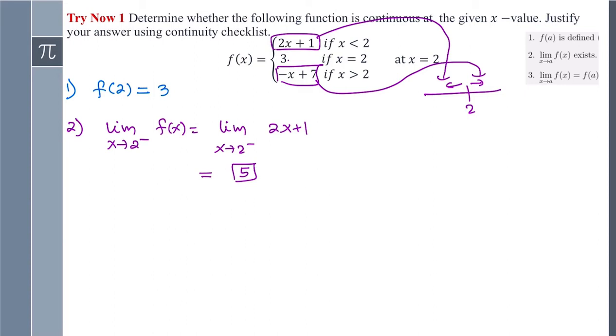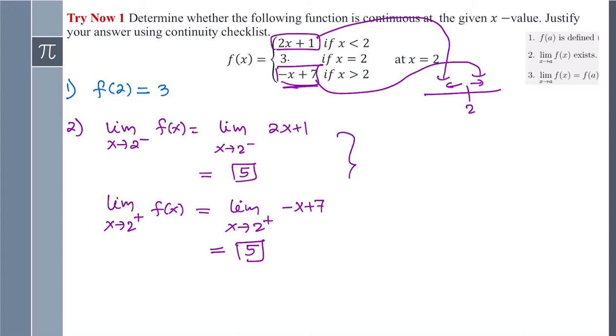Now let's go ahead and check the right side limit. Limit as x approaches 2 from the right of f of x equals limit as x approaches 2 from the right of, so for the right side limit, we have to use these functions, so negative x plus 7. So now when I plug in 2, I get negative 2 plus 7, which is also 5. So this shows that the limit exists, okay? And the limit as x approaches 2 of f of x equals 5. So the first and second conditions are satisfied.